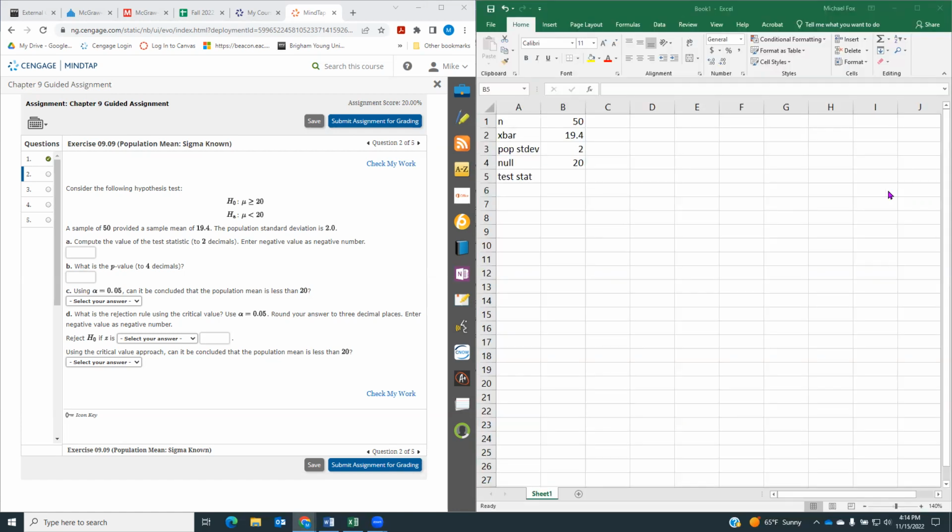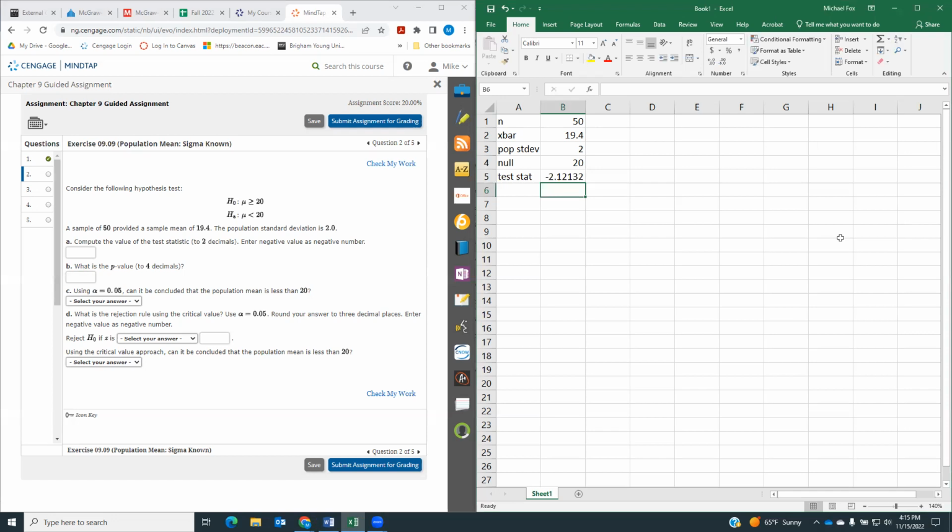divided by the square root of n. So I'll show you how to make that function in Excel. They don't have a function for it, but we can create our own little formula here. We're going to say the numerator is x bar. Whoops, I didn't hit equals, sorry. X bar minus the null divided by sigma, which is the population standard deviation, over the square root of n. And that gives us our test statistic.